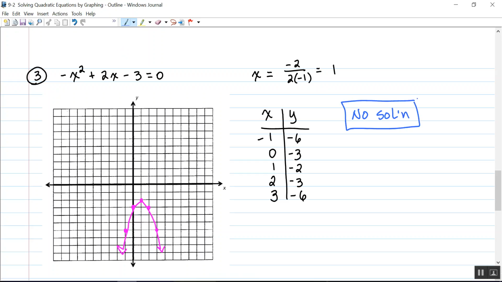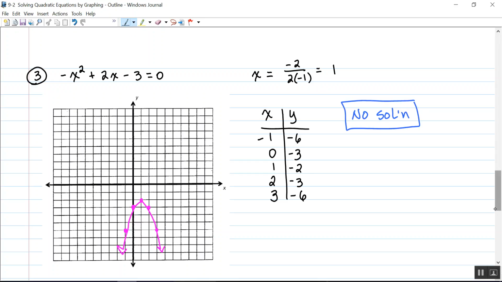And looking at the table of values, that kind of makes sense, because going from -6 to -3, I'm getting bigger, heading closer to the x-axis. From -3 to -2, I'm going up, but then I start going back down again. So this graph will never cross the x-axis no matter how many points I draw.